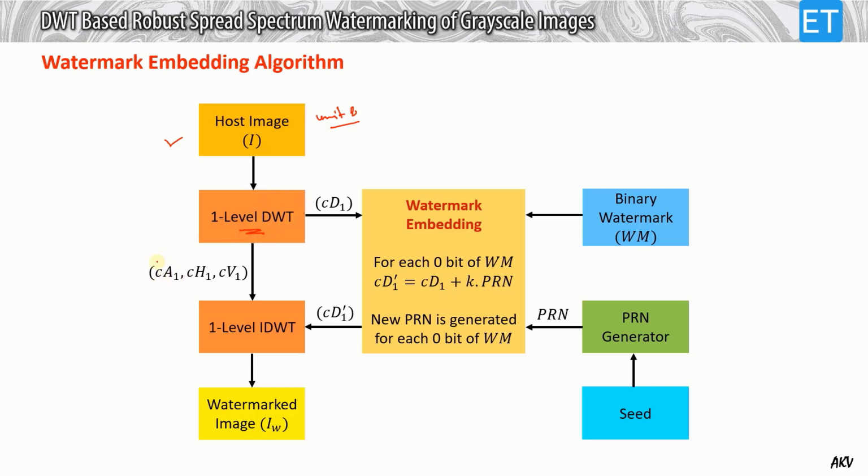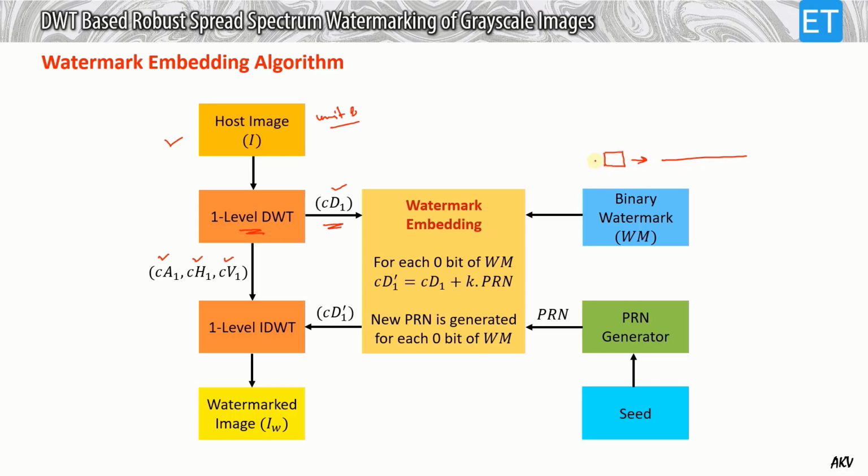So we get 4 matrices: approximation, horizontal detail, vertical detail, and diagonal detail coefficients. As I said, we will use this CD matrix for watermark embedding. And we also need this binary watermark image. It is a 2D image, of course, and first it is converted into a 1D row vector.